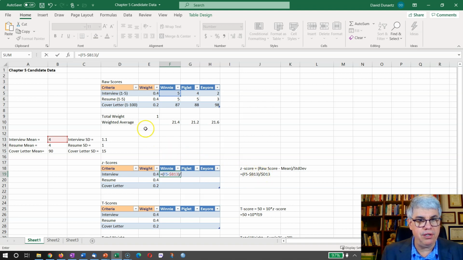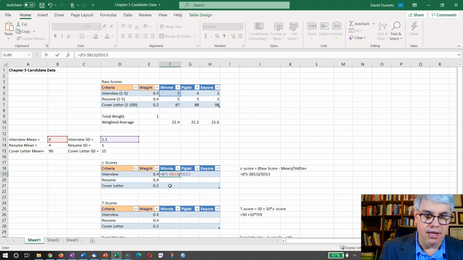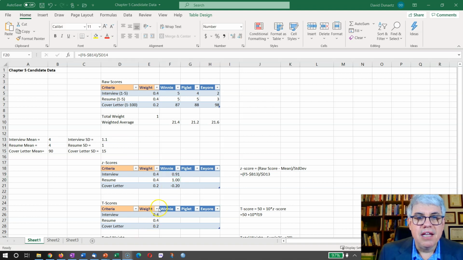cell D13, which is the standard deviation here. So I'm going to do the same thing. I'm going to do $D, because I always want it to come from column D. But this first one I want to be for 13, and when it calculates next down, I want it to go down to row 14, and that one down to row 15. So I press Enter. Now we have the z-scores for Winnie.